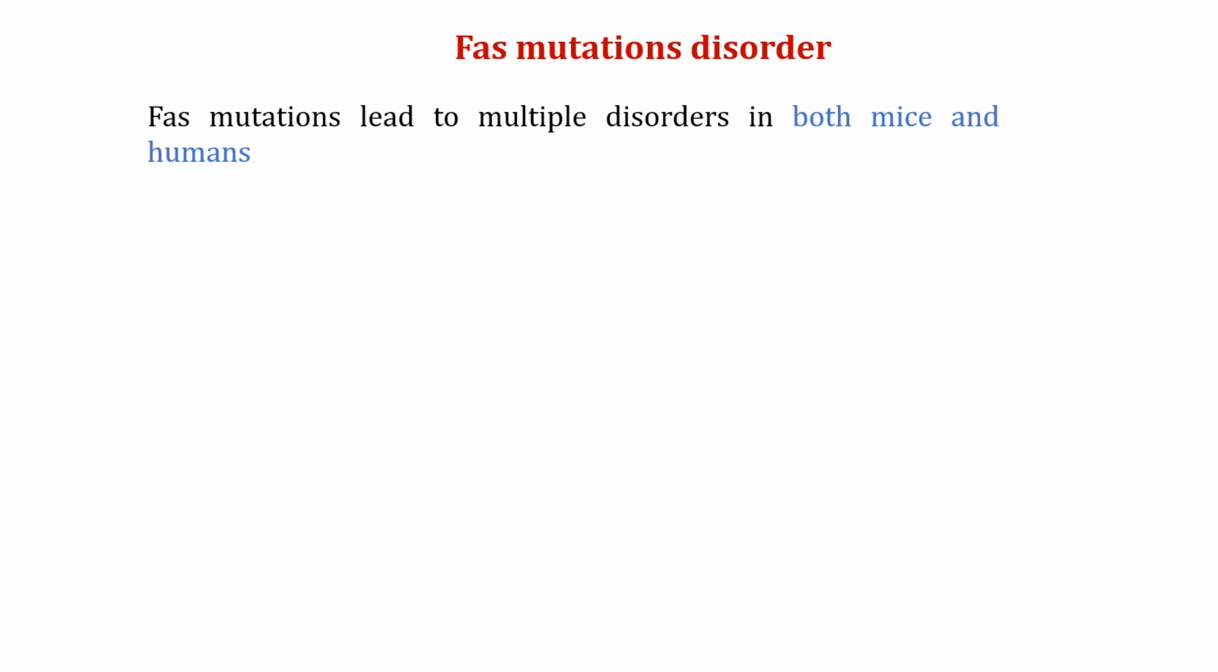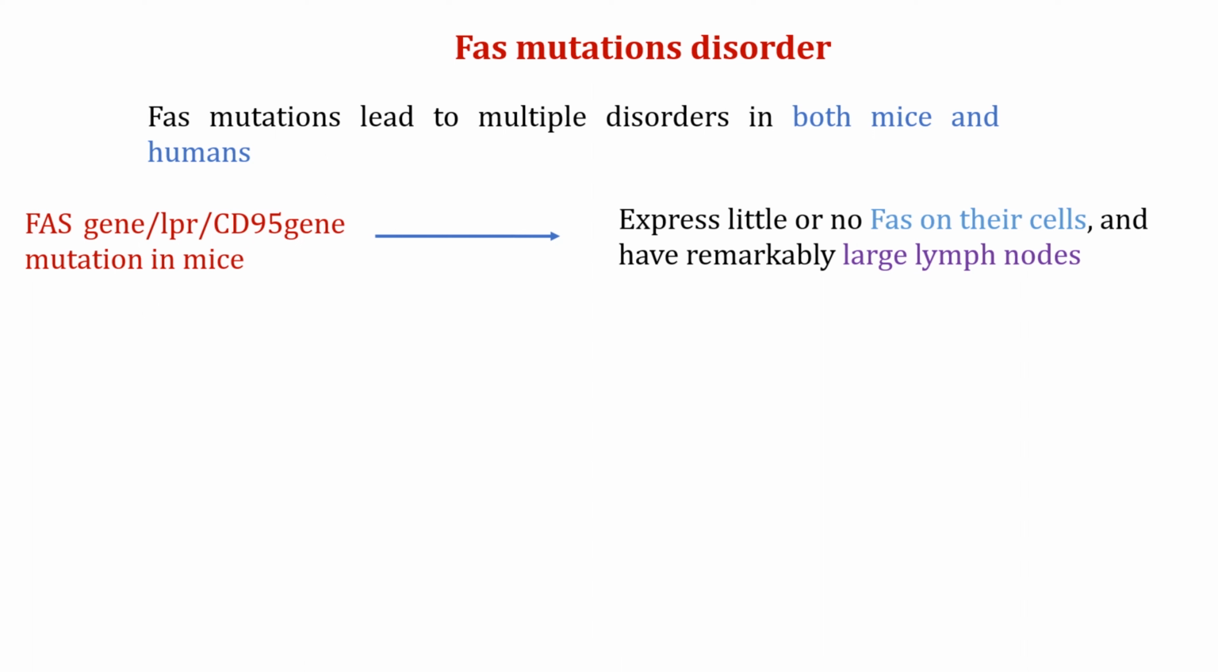Now, the FAS mutation disorders. Okay, FAS mutation leads to multiple disorders in both mice and humans. So first, the FAS gene, LPR, CD95 gene mutation in mice. In this mutation of the FAS gene, they express little or no FAS on their cells and have remarkably large lymphoid lymph nodes.